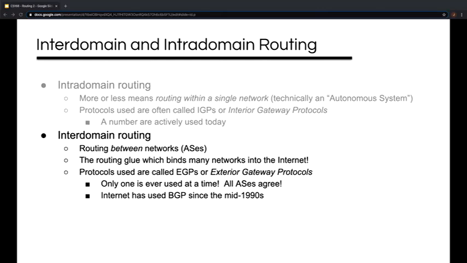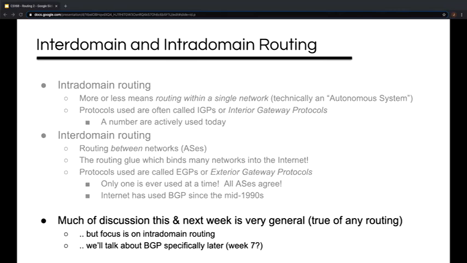So the protocols used for interdomain routing are called EGPs, or exterior gateway protocols. And there's only one of these used at a time, ever. All the ASs agree on this, and so the internet has used this one called BGP since the mid-90s.